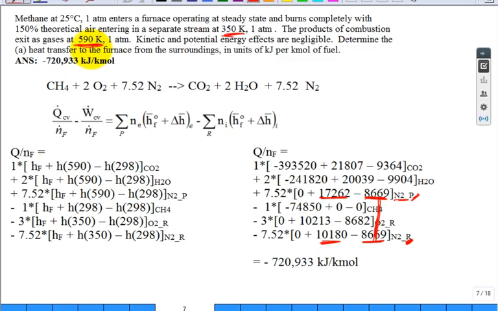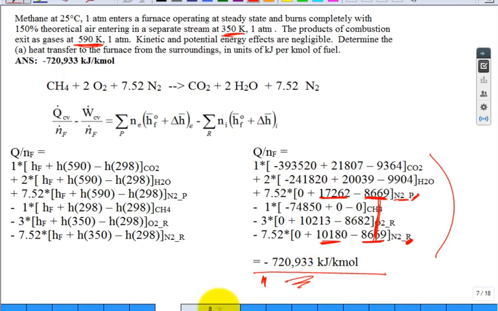Okay? But once you do that, you lay it out, you do the math, you get the final answer. It's a negative because it's exothermic. It's a negative 720,933 kilojoules per kilomole. Why do you have 6 significant digits? I'm just keeping all the digits, okay? All right, if I was going to box it as my final answer, I'd round it off to 3 or 4.